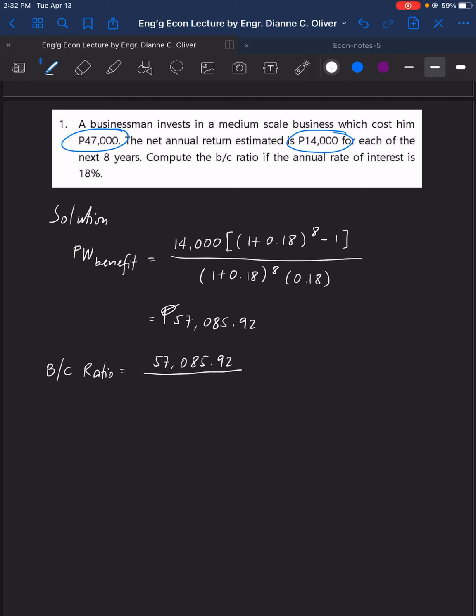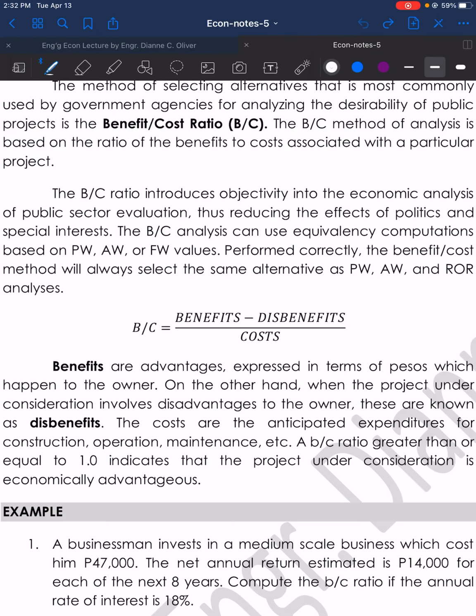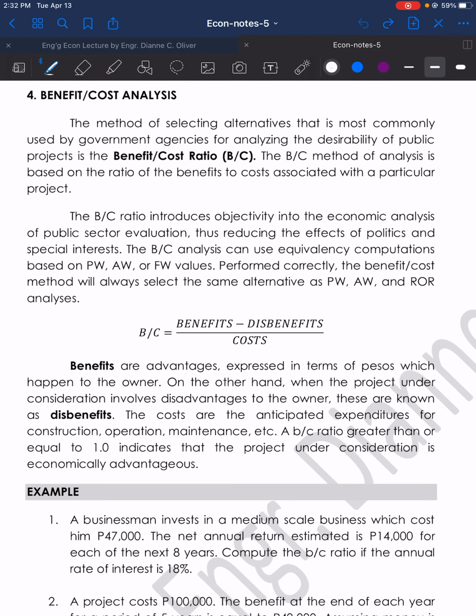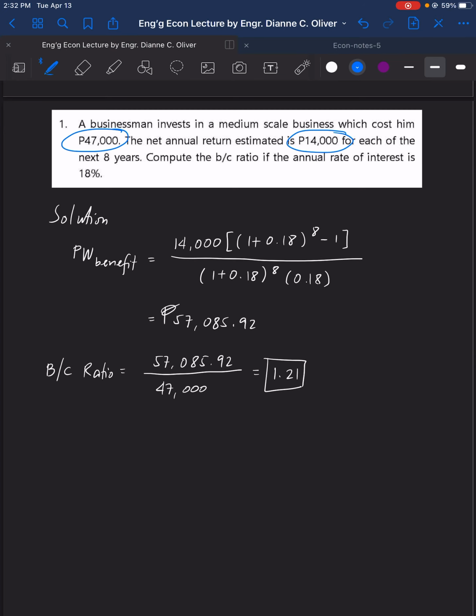Therefore, our benefit cost ratio is equal to the present worth of benefit, which is 57,085.92 pesos, divided by the present worth of cost, which is 47,000. So that is equal to 1.21. Now again, as mentioned in the note, if the benefit cost ratio is greater than or equal to 1, it indicates that the project under consideration is economically advantageous. So this is greater than 1, therefore it is profitable.